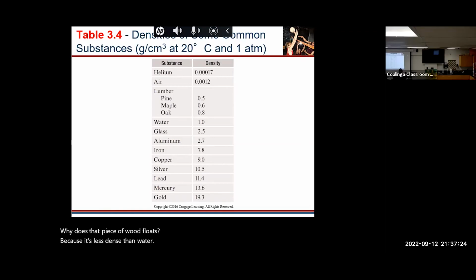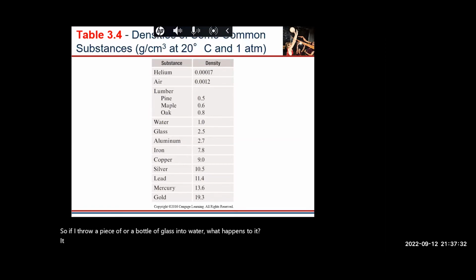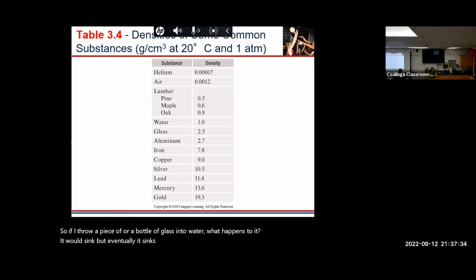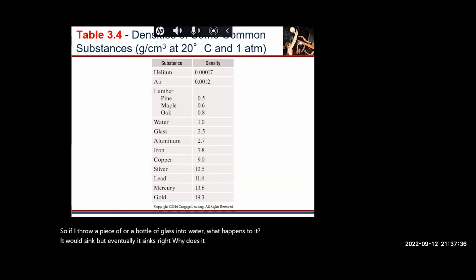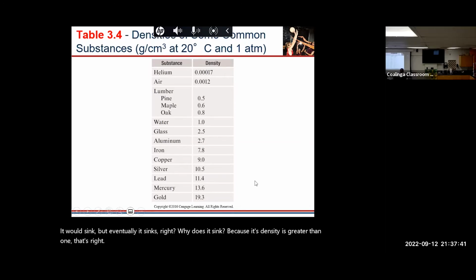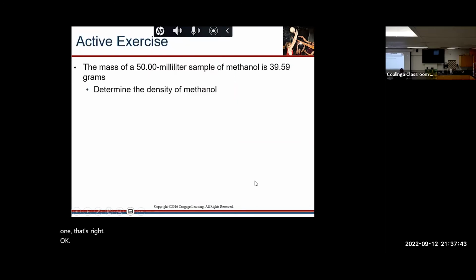Okay. So if I throw a piece of glass or a glass bottle into water, what happens to it? It sinks. Eventually it sinks, right? Why does it sink? Because its density is greater than 1. Okay. Well said.